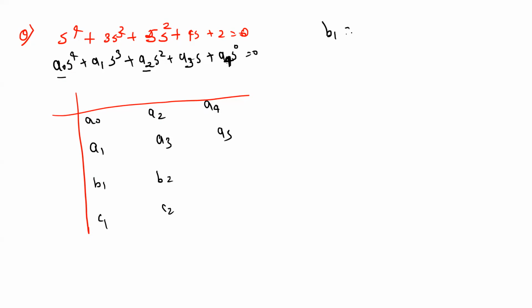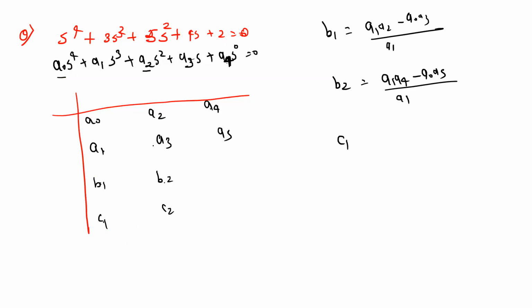And if I write b1, b2 here, I'll be writing c1, c2. I can calculate b1 as a1 a2 minus a naught a3, divided by a1. Again, I can calculate b2, that is a1 a4 minus a naught a5, again divided by a1.